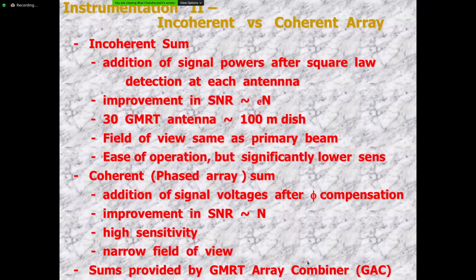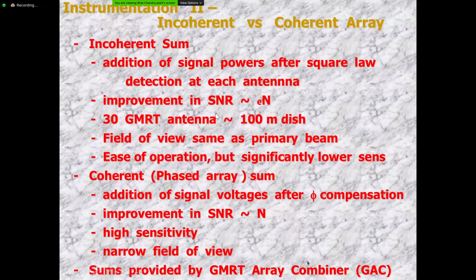The process of squaring essentially makes you lose the phase information. So now you are not taking phases into account. This kind of sum is called an incoherent sum. Both of these are employed in pulsar observations.